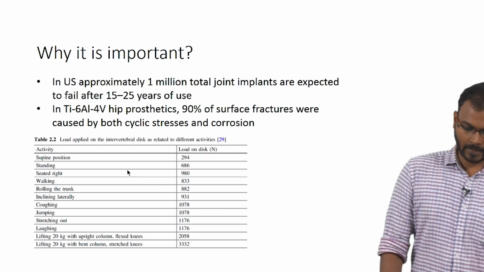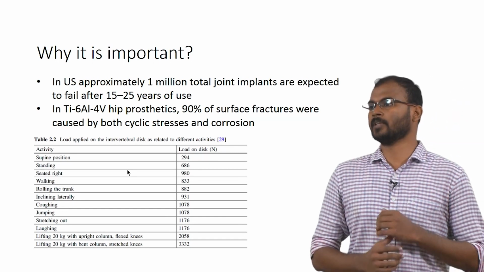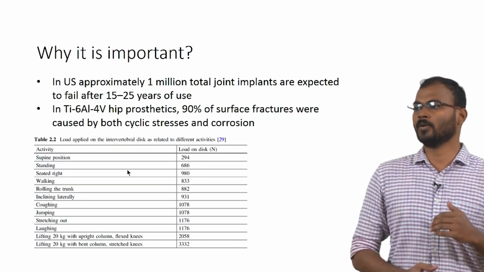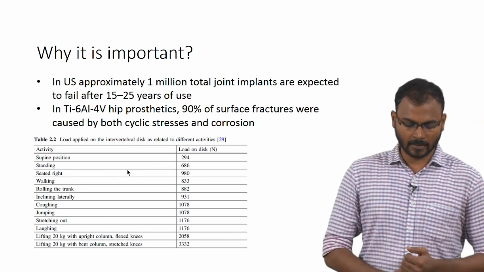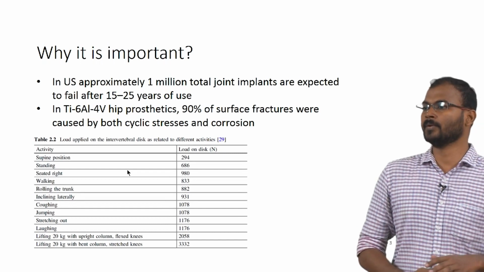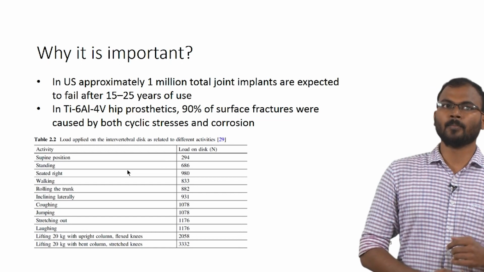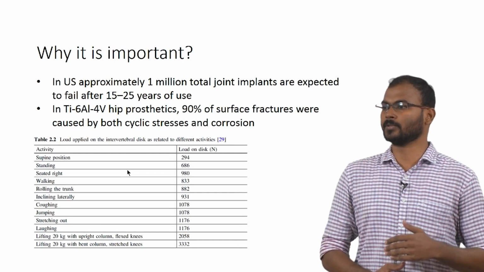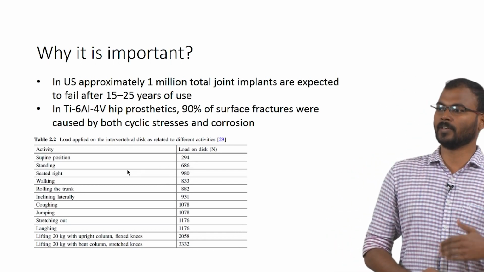Consider the intervertebral disc, which is inserted into the vertebra of a human. For each position, the load applied onto that disc is different. As you can see, in the normal supine position, which is lying down, the load on the disc could be 294 Newton only. But if you are standing and walking, it increases gradually due to the force applied on the vertebra, and if you are lifting, that load would increase further.